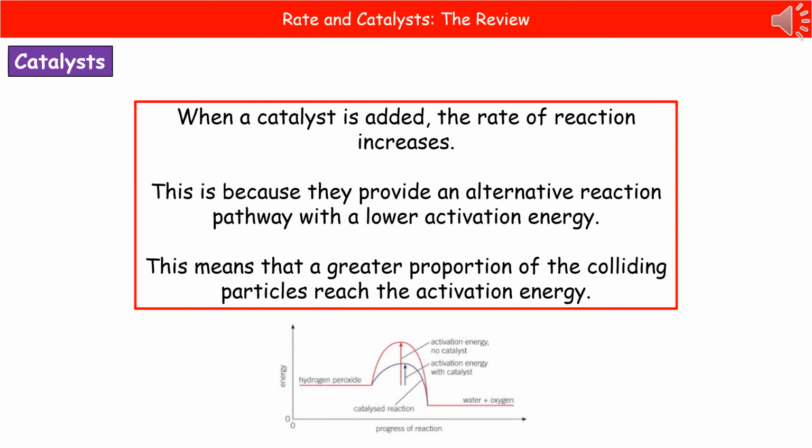When we add a catalyst, then what happens is the rate of reaction increases. And the reason for that is that they provide an alternative reaction pathway that has a lower activation energy. So this means that a greater proportion of the colliding particles will reach the activation energy and therefore react.